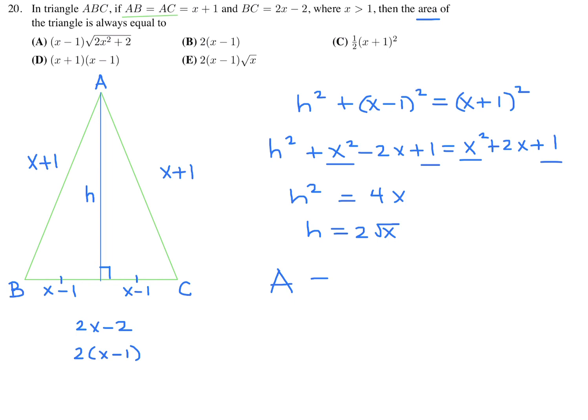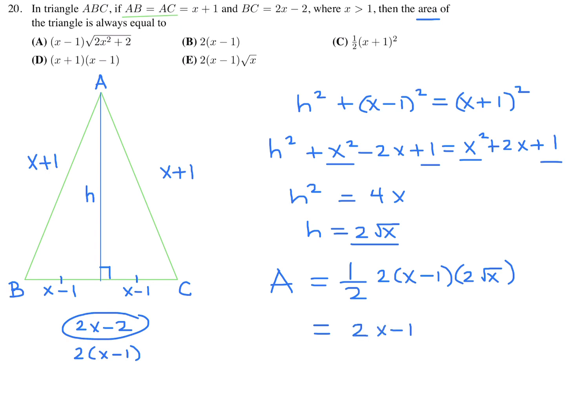Area of this triangle. 1/2 base times height. The base is this guy right here. Let me factor out that 2 there. And then the height is h, well obviously, but h we just figured out was 2 root x, like that. And there you go. Let's see if we can simplify this. The 2's go, so all we're left with is 2x minus 1 root x. And that would be, for number 20, choice E.